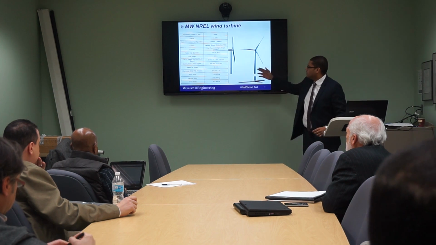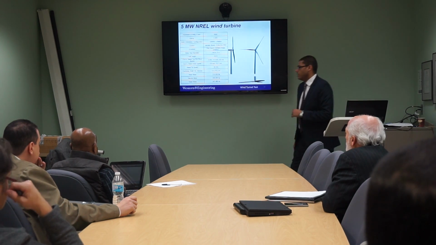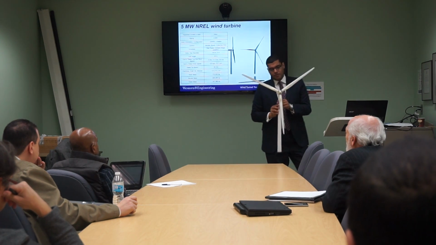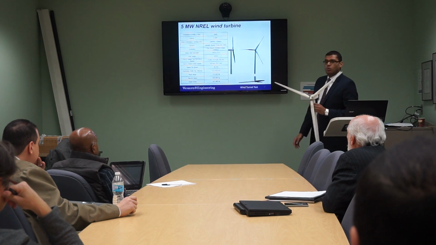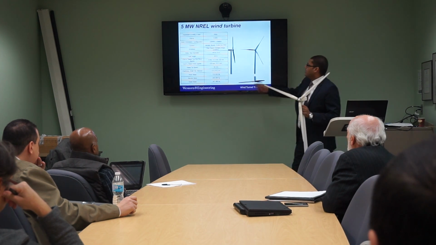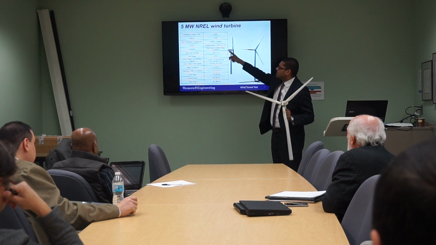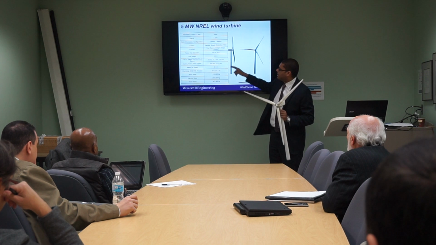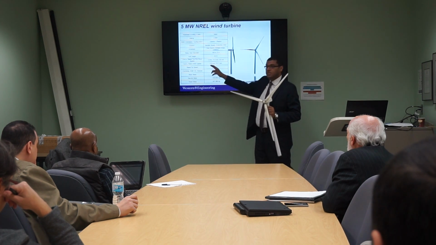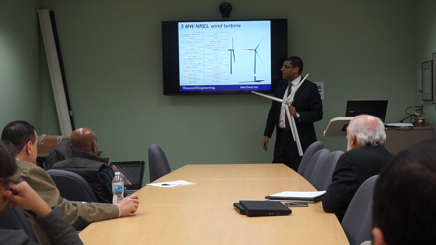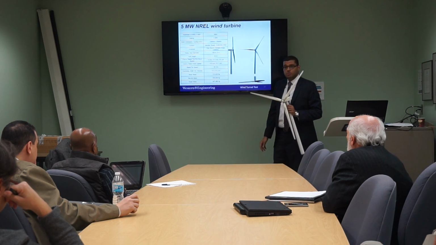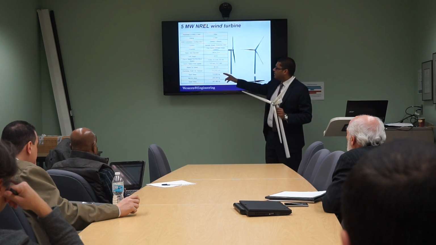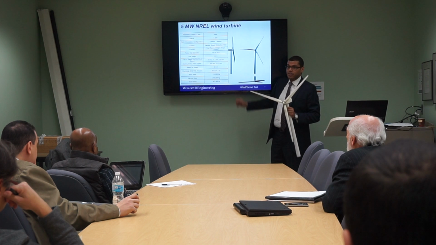We can see here the shape of the wind turbine. It's a 5 megawatt wind turbine with 3 blades. The rotor diameter is 126 meters. The hub diameter is 3 meters. The hub height is 90 meters. The cut-in and cut-out speeds are 3 meters per second and 25 meters per second, and the rated wind speed is 11.4 meters per second, and the pre-cone angle is 2.5 degrees. The weight of each element is already provided.